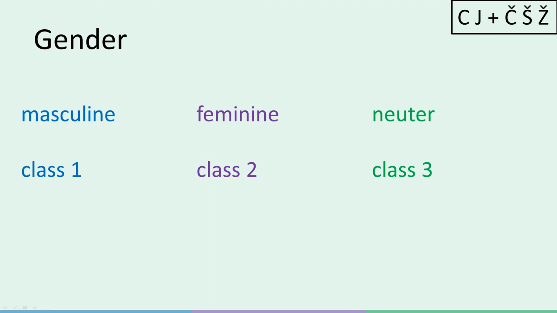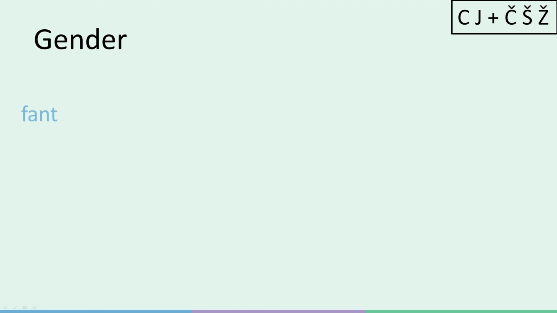How do you do that? Well, leaving exceptions aside, masculine nouns end in a consonant, feminine nouns in the letter A, and neuter nouns in the letters O or E. Now, when using an adjective to describe a noun, that adjective can also take 3 different forms, depending on the gender of the noun it describes. Let's take 3 nouns to show what we mean. Fant or boy is masculine, punca or girl is feminine, and tree or drevo is neuter.